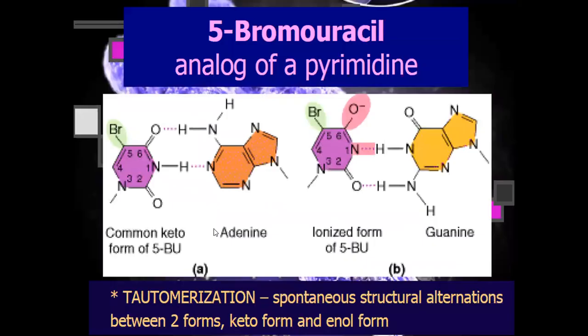So the mechanism, this is the same tautomerization, which is a spontaneous structural alteration between two forms. That's tautomerization. So there's an alteration between two forms. It can occur in a keto form or in an enol form, as you are going to learn in your organic chemistry.